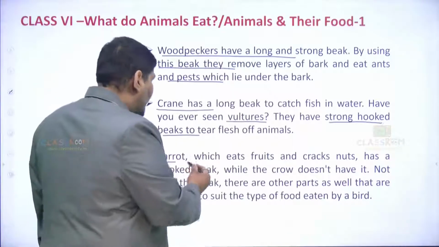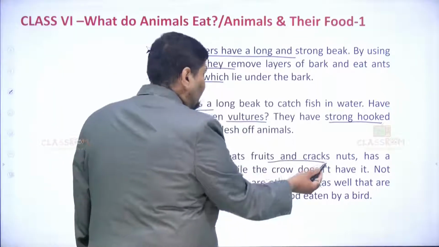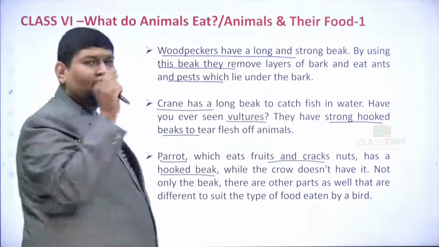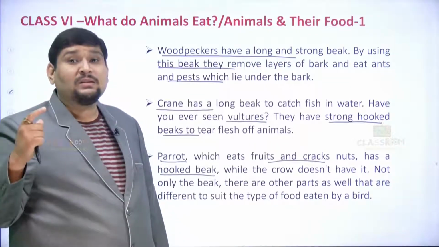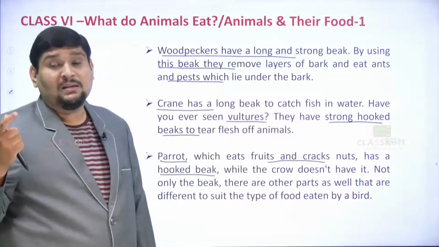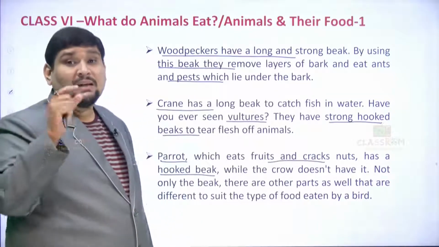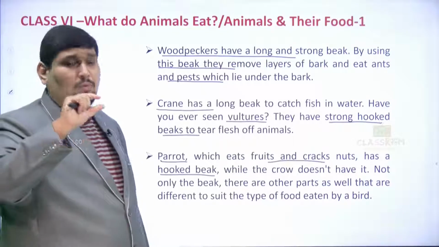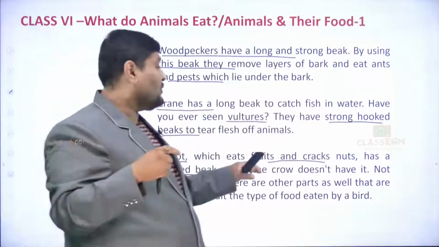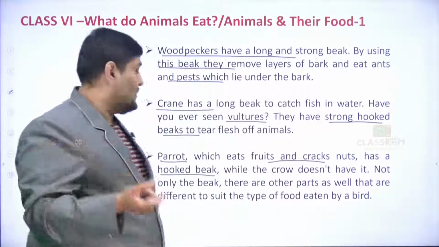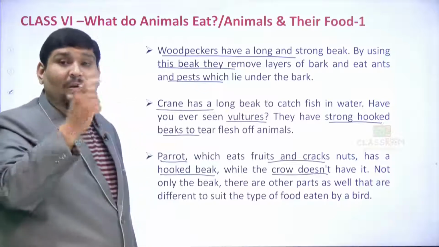Then the parrot, as you know, which eats fruits and cracks nuts, has a hooked beak. Have you seen a parrot? Out of all the birds, I think many of you are very fond of parrots, and many have them as favorite pets in their homes. So, the parrot has a beak in the shape of a hook. Why? Because it usually eats fruits and cracks nuts. While the crow does not have it, isn't it? The crow does not have a hooked beak, whereas the parrot has that.